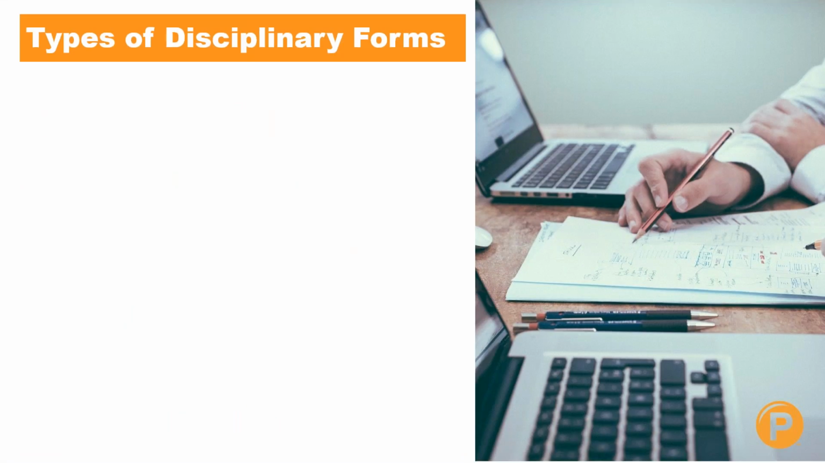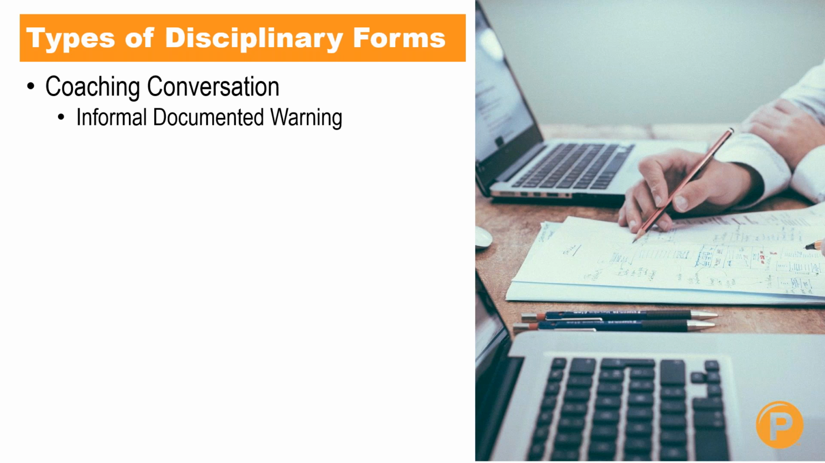All right, so we're going to start by talking about the different types of disciplinary forms that you can use in your organization to hold your employees accountable. The first type of form is a coaching conversation, which is more of an informal documented warning. Now, this form is typically used when an employee is having issues with performance or attendance or things like that, but it has not necessarily become a consistent issue, or it's not something that's necessarily broken any policies just yet, but it's on that track.